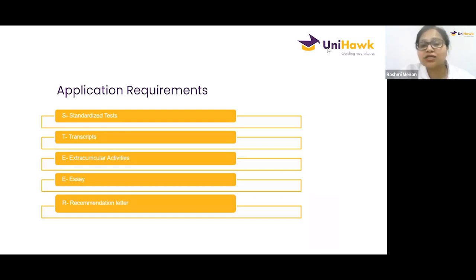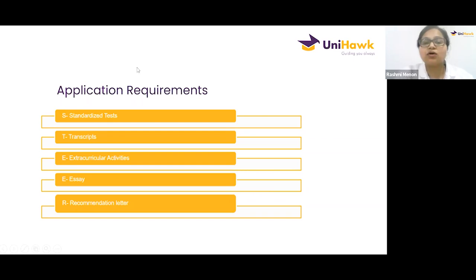So what do you bring to the table? What kind of qualities will you have which will help the university in growing and making sure that the cohort is robust and supportive of each other? So a recommendation letter should focus on the different skills that you have.